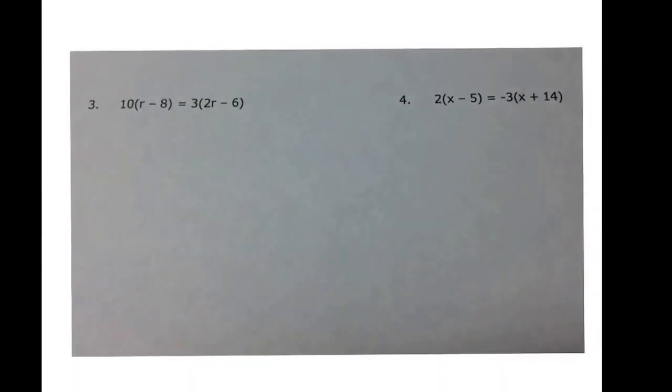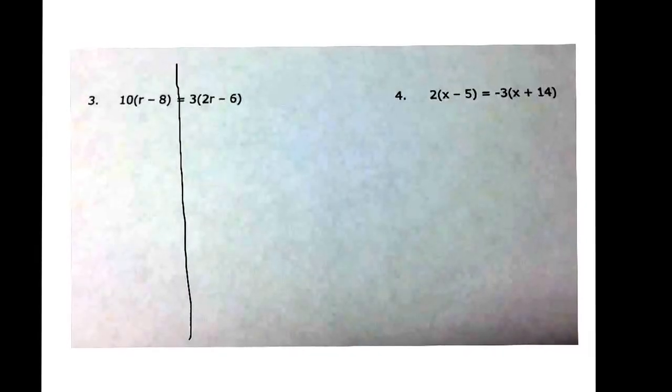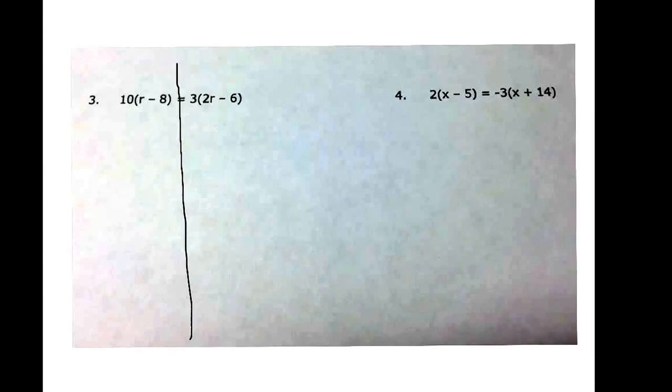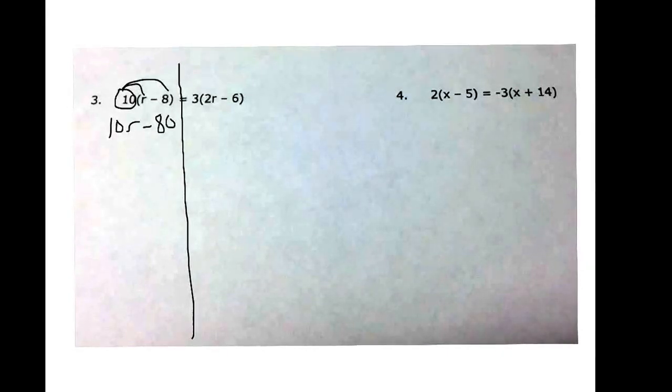Alright, I draw my line down. Step 1 is simplify the left and simplify the right. This time I do have some work to do. I can see these parentheses are what require some attention. This is the distributive property, so there's the distributor. 10 times r is 10r. Minus 10 times 8 is 80. Equals, over here I also have a distributor, 3 times each one. 3 times 2r is 6r. 3 times a negative 6 is negative 18.